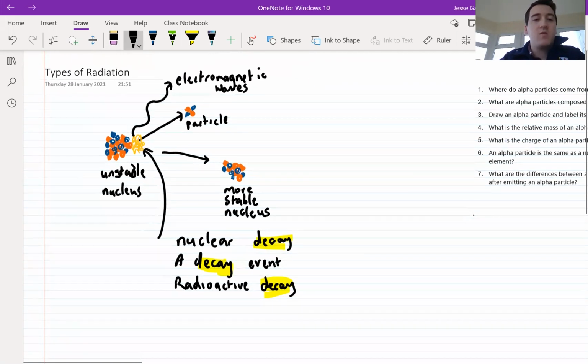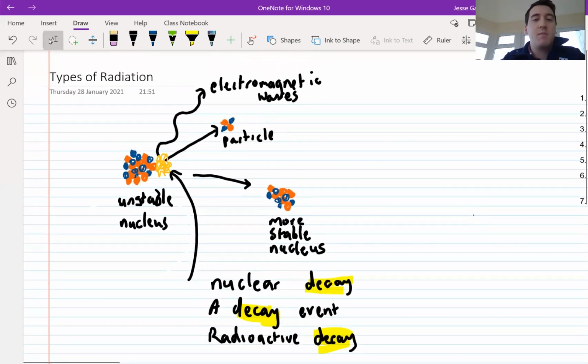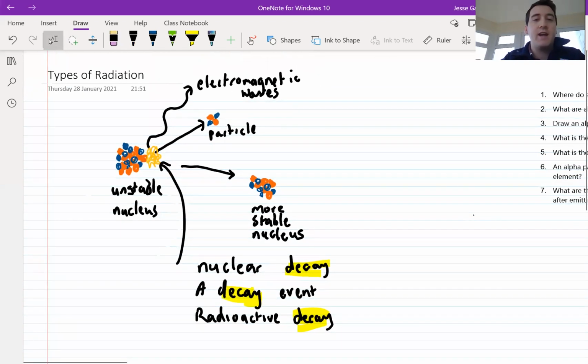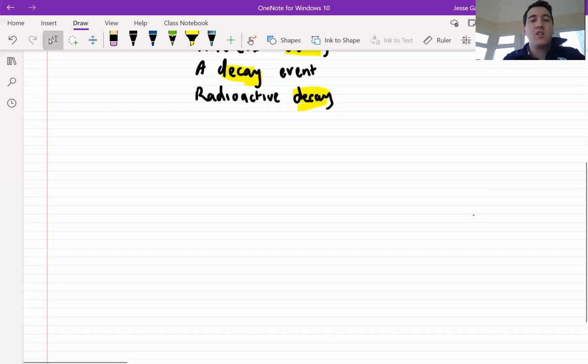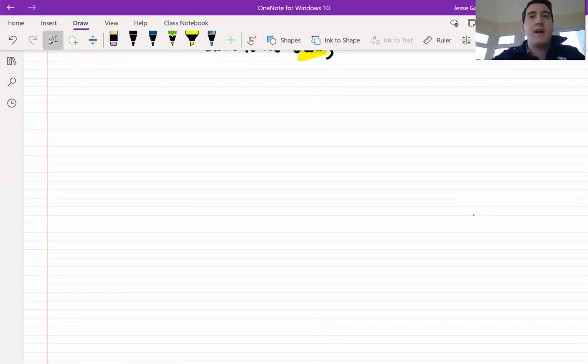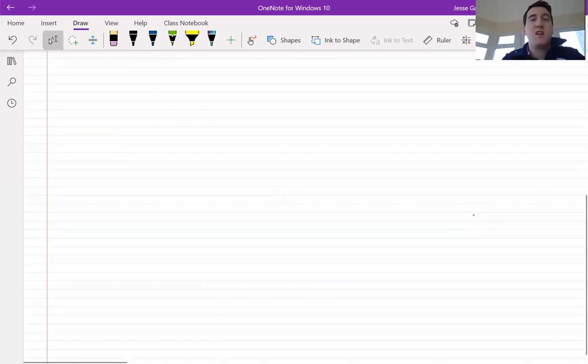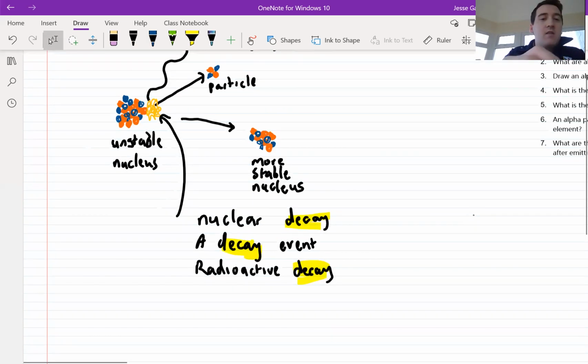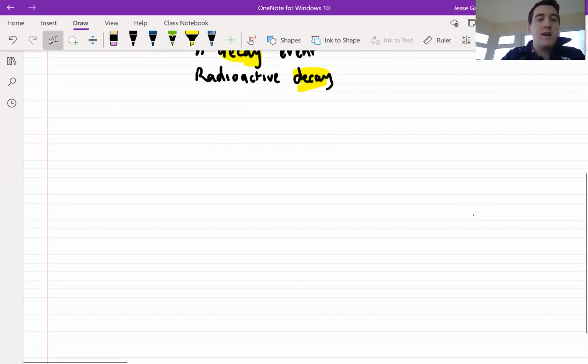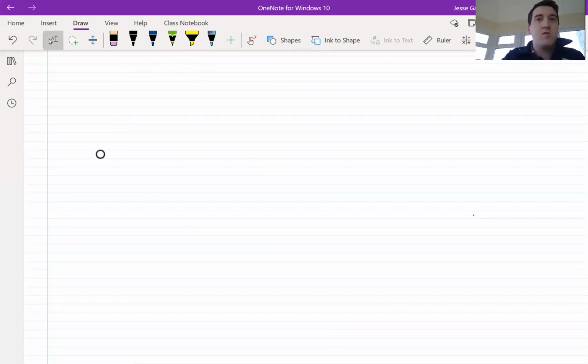That's what we mean when an atom breaks down, releasing a particle and some energy in the form of an electromagnetic wave. Right, we're going to take a look at the specific types of radioactivity now, and the specific types of particles that can be released. So again, we're going to start here with a large radioactive atom.